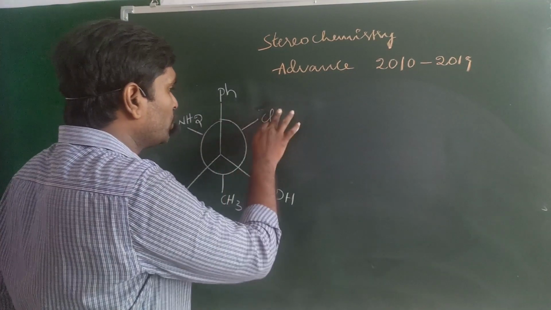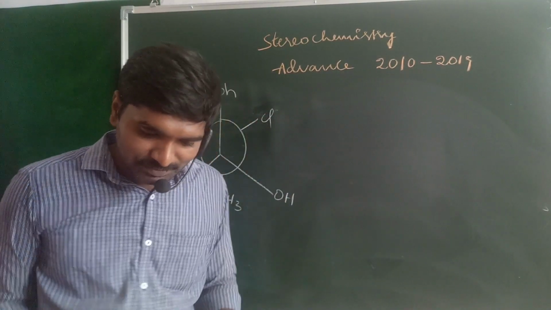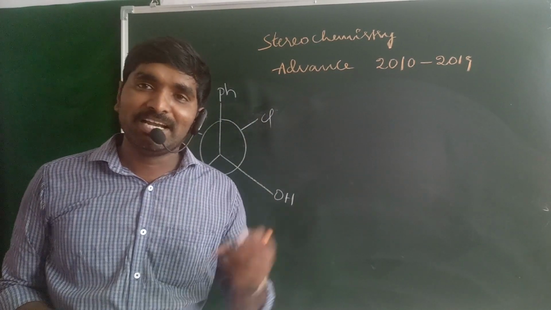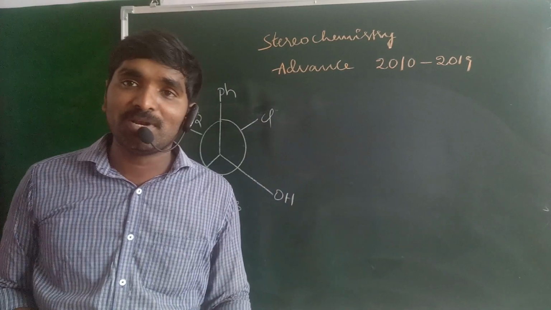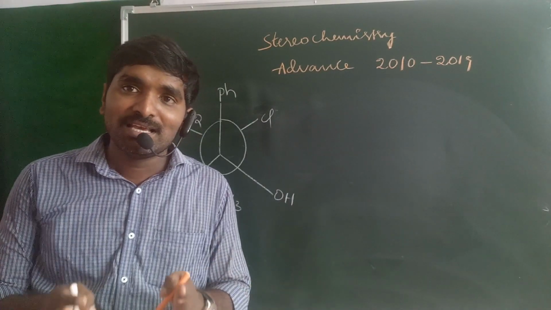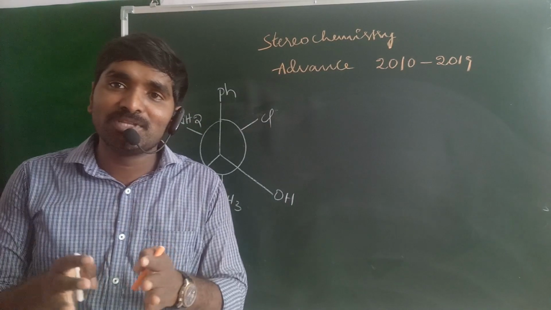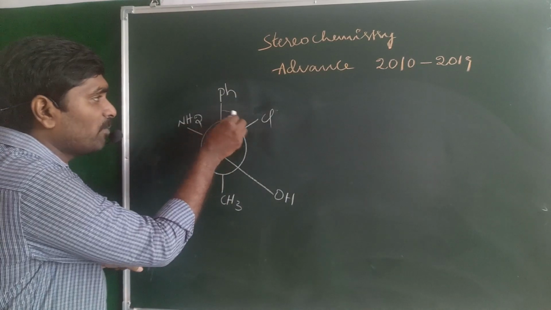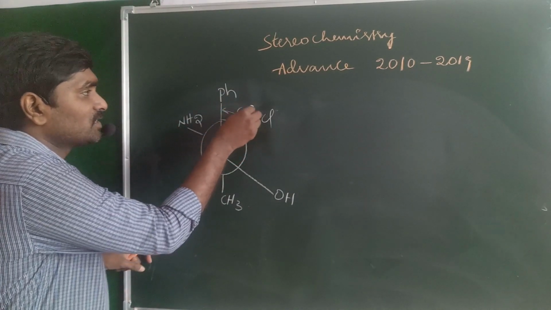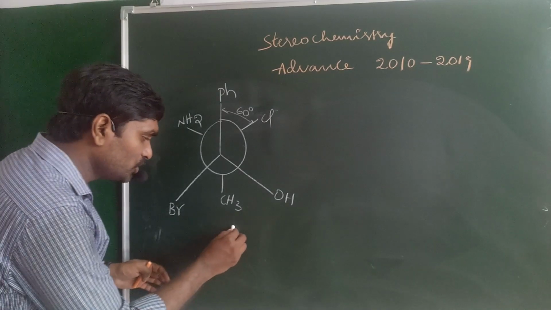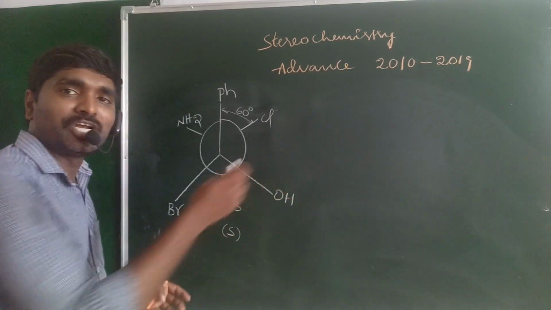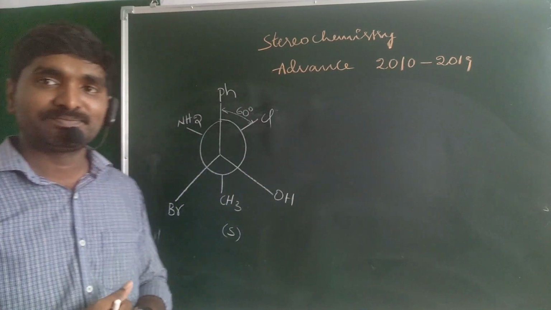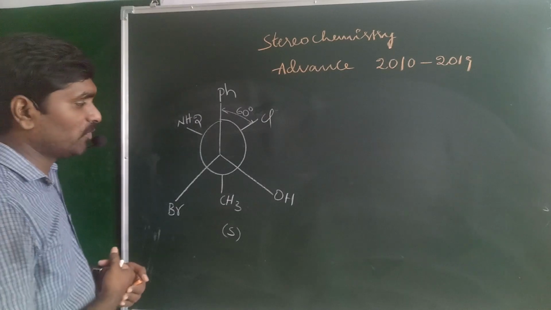So how can we convert the Newman projection into the Fischer projection? For the Fischer projection formula, whether from a Newman projection or a Sawhorse formula, you must first convert into the eclipsed conformation from the staggered. Why? Because in the staggered conformation all the groups are separated by 60 degrees. So first you should convert the staggered conformation into the eclipsed conformation by rotating 180 degrees. Simple one.